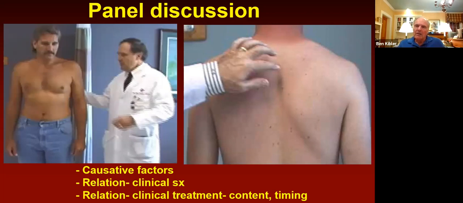90% of patients with labral injuries will have some component of scapular dyskinesis, and virtually 100% of patients with rotator cuff disease will have scapular involvement as well. So you need to document this at the time of your evaluation of these problems.